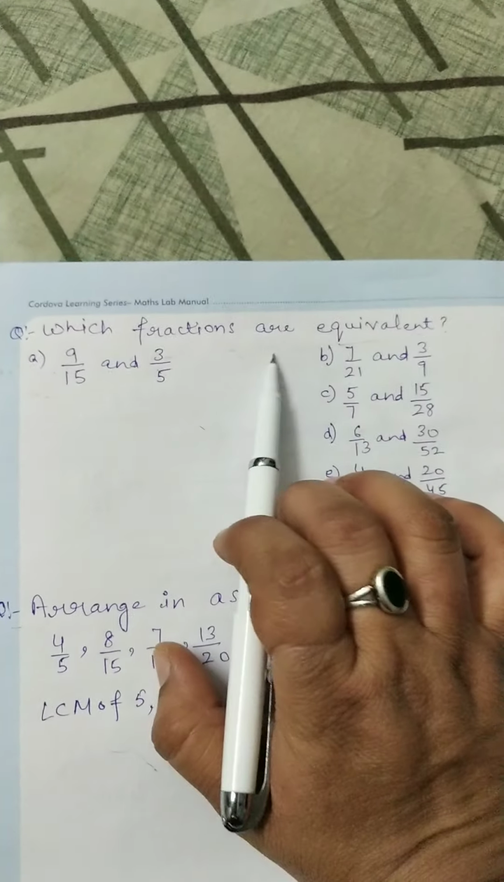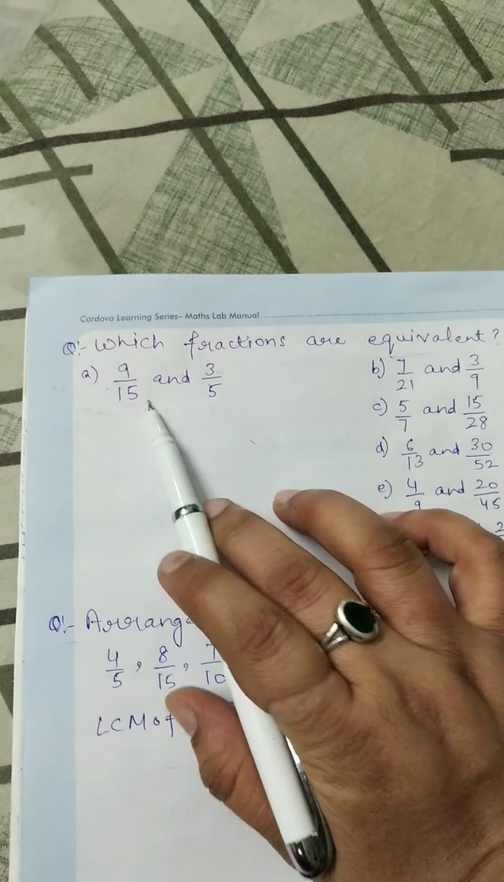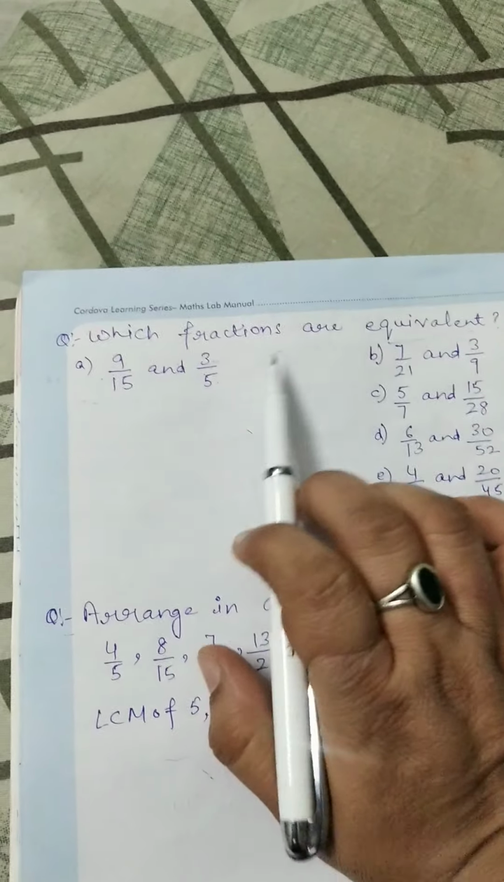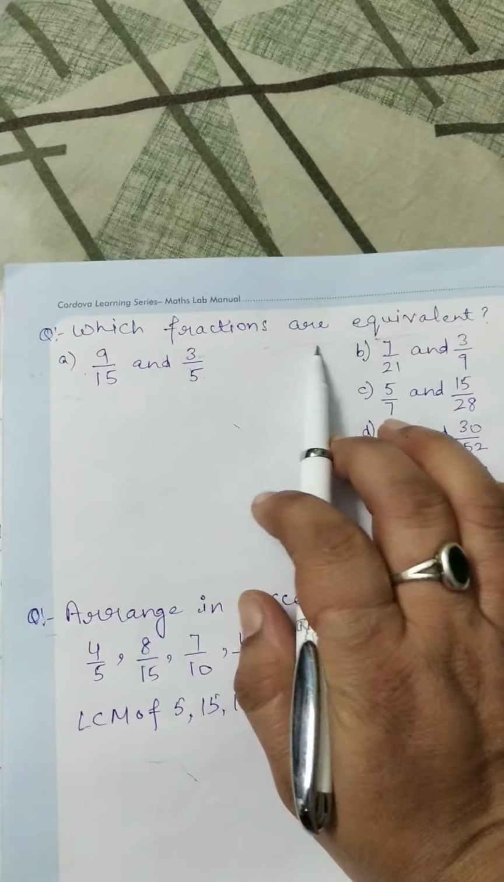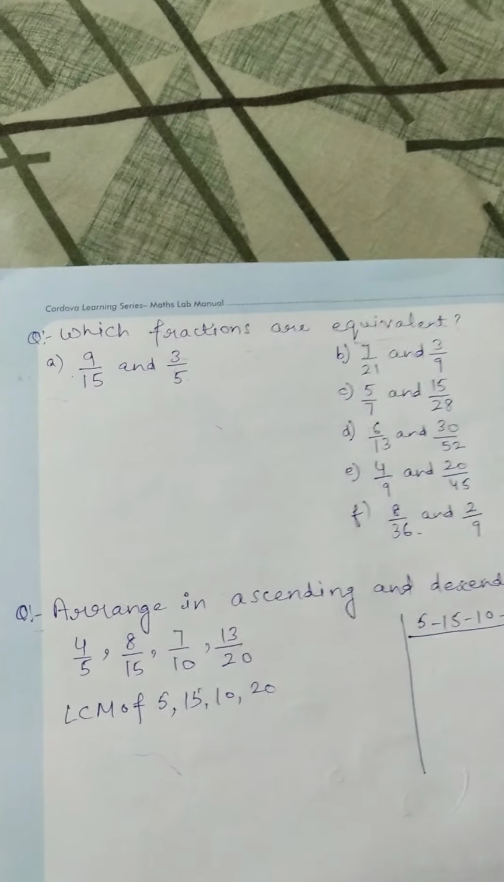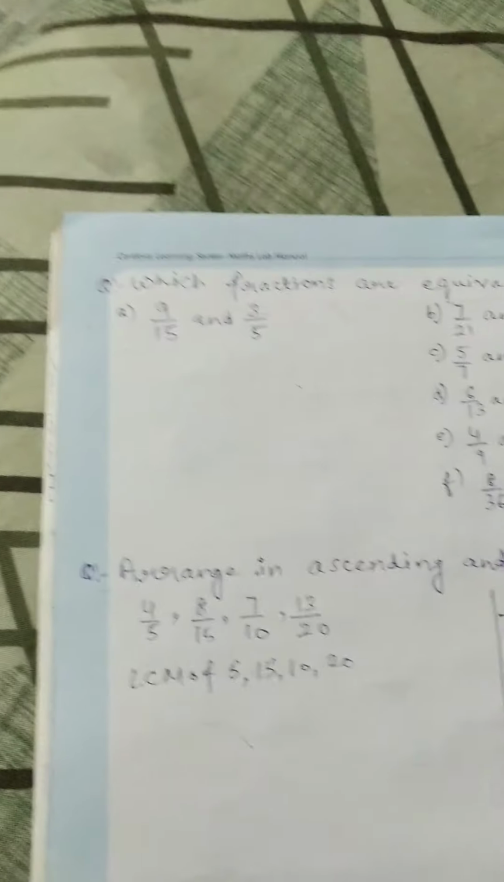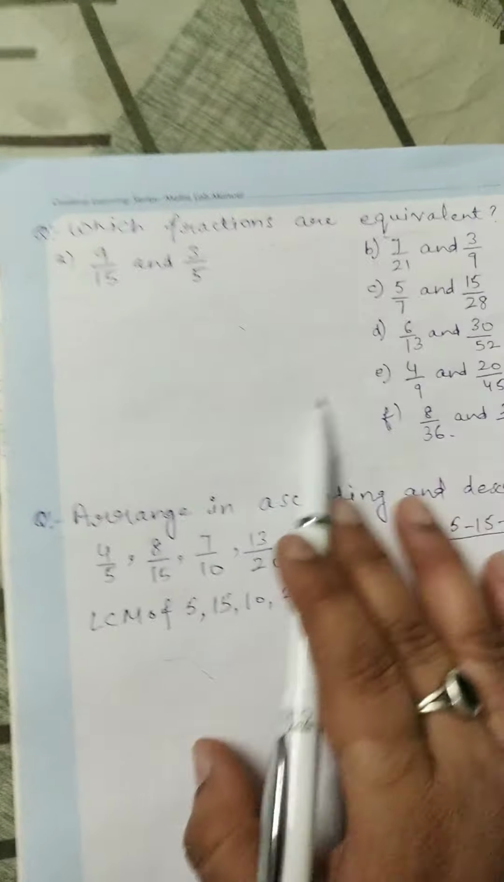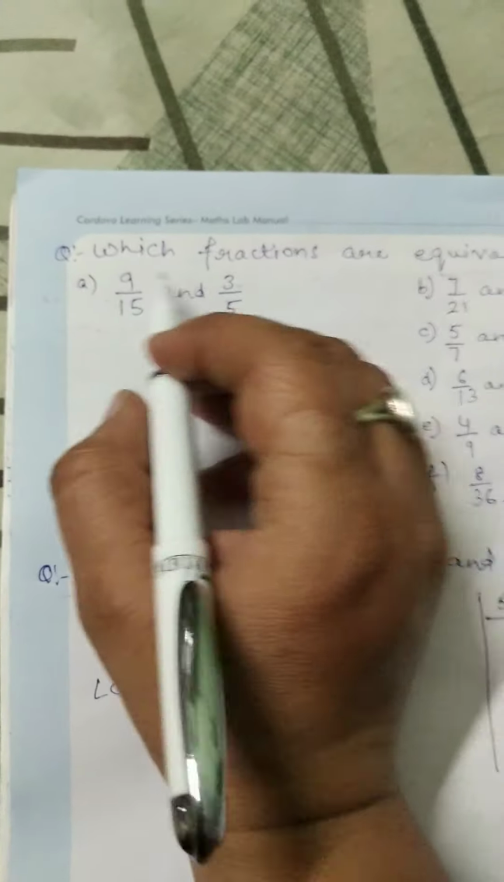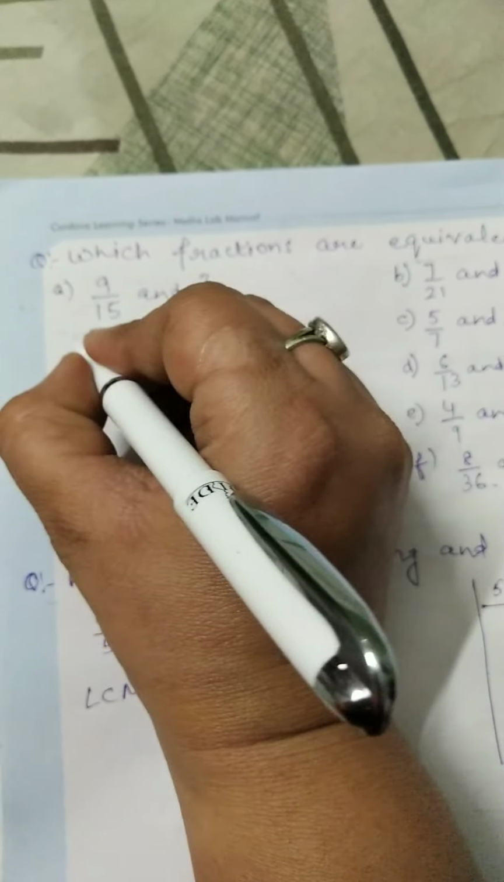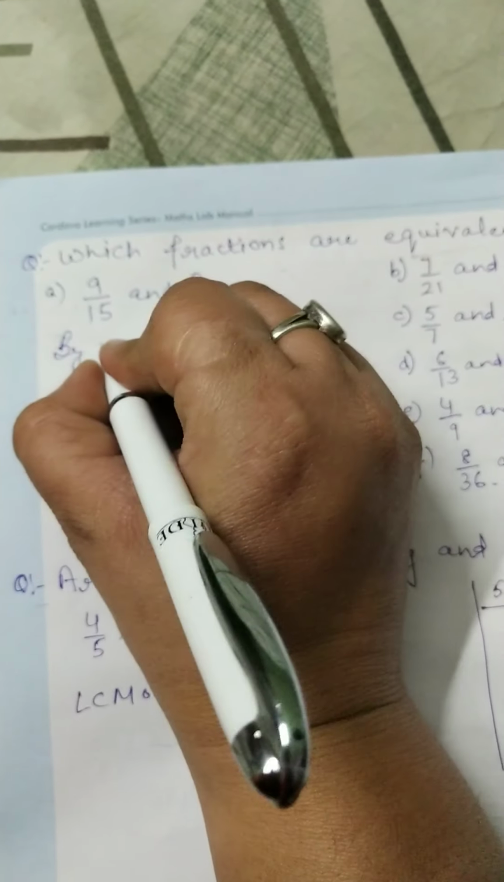Which fractions are equivalent? We have been given two fractions. We have to tell which fractions are equivalent. How? We can find by two methods. One, we will do the easy method, right? The easy method is by cross multiply, right? By cross multiply.